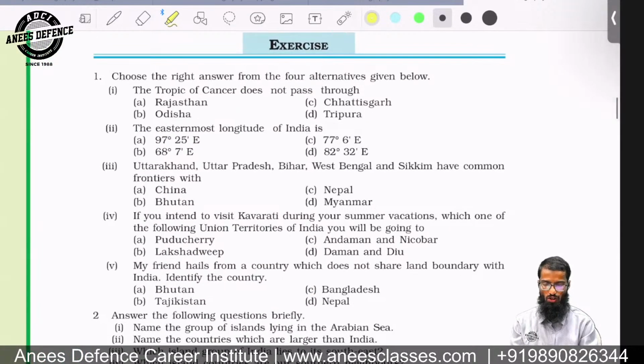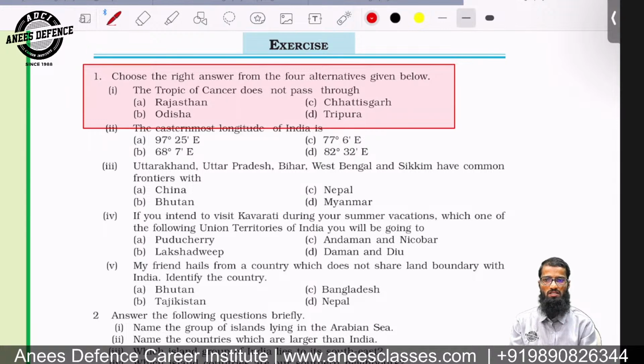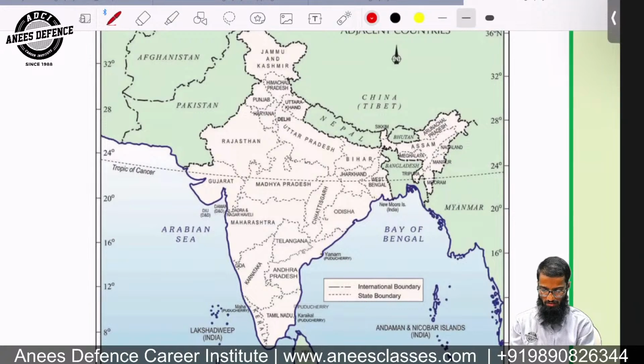So can we really solve this question? Tropic of Cancer does not pass through. This is the question. Let us start solving this. Choose the correct answer. Tropic of Cancer does not pass through. So this is Tropic of Cancer. So it passes through Gujarat, it passes through Madhya Pradesh, it passes through Chhattisgarh, Jharkhand, West Bengal, Tripura, and Mizoram.